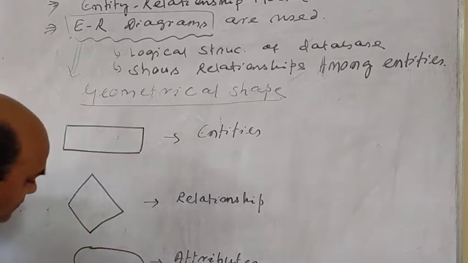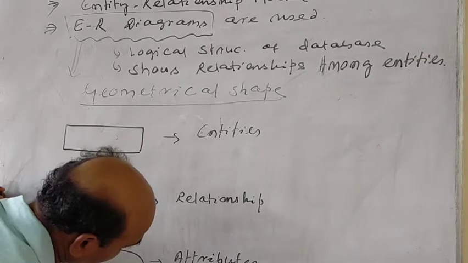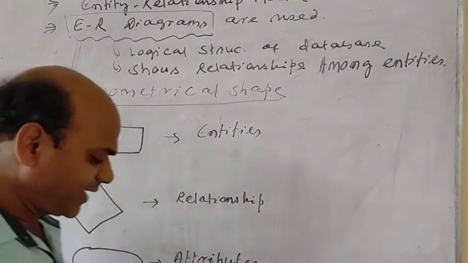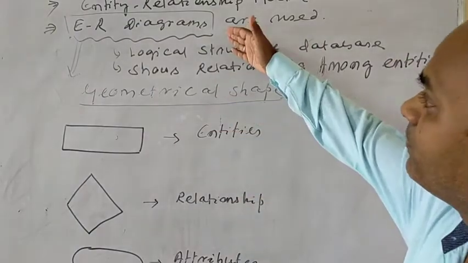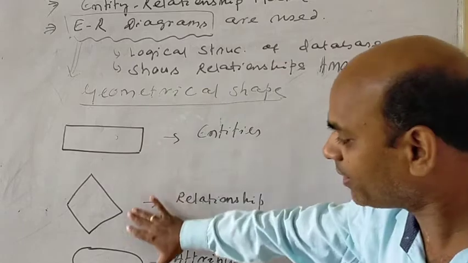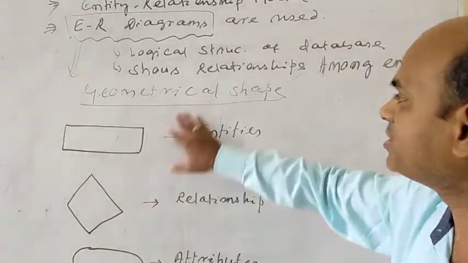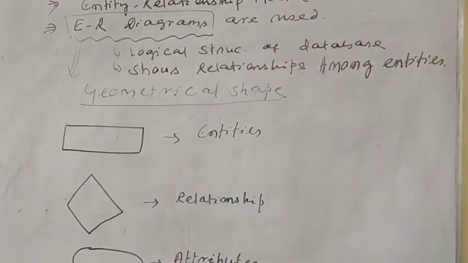This line says the link. So in this ER diagram, the ER model uses some fundamental symbols, which are geometrical shapes. These geometrical symbols are used to represent an ER diagram.